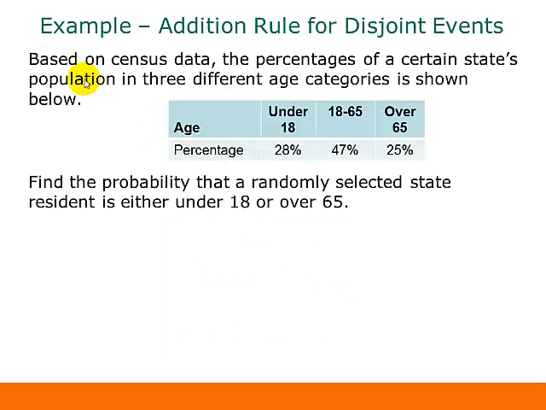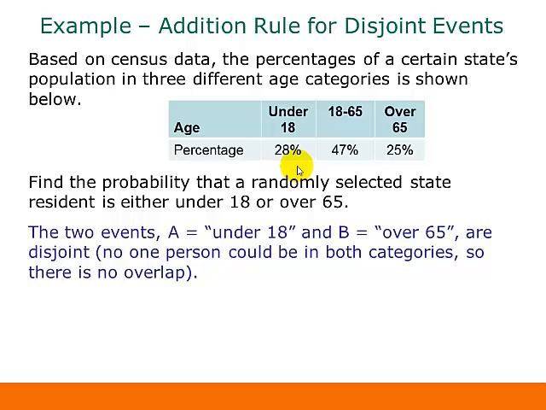Here's an example. Based on census data, the percentages of a certain state's population in 3 different age categories is shown here. Find the probability that a randomly selected state resident is either under 18 or over 65. So if we look at these two age categories, they would definitely be disjoint because no one could be in both categories.